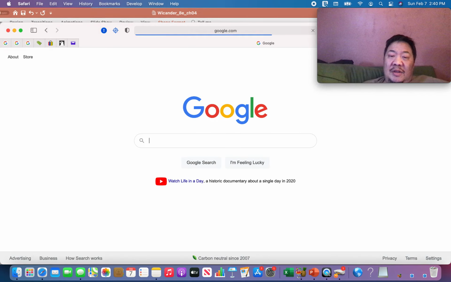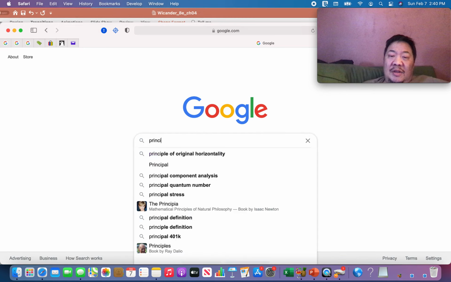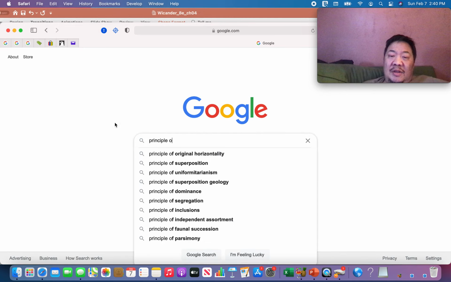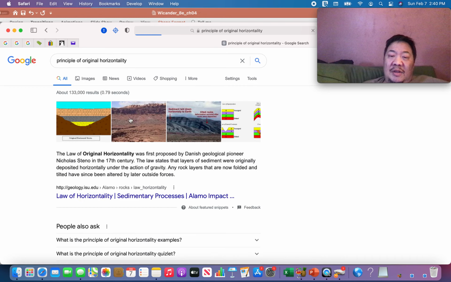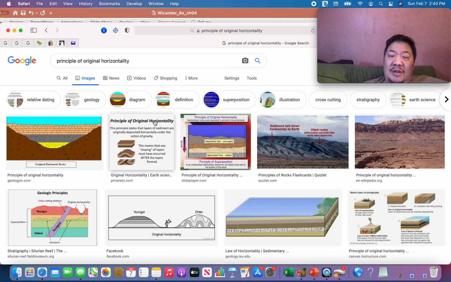What does that mean? Well, let's take a look at a picture to show you. The principle of original horizontality states that when sediments are deposited, they are deposited in beds, and these beds are horizontal. We know that because when sediment forms in the ocean or in a lake or a river, they're deposited in these horizontal layers.